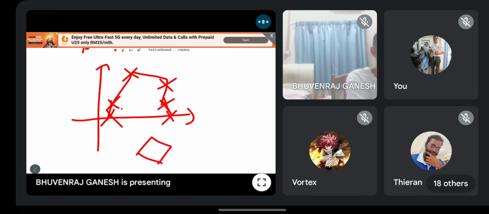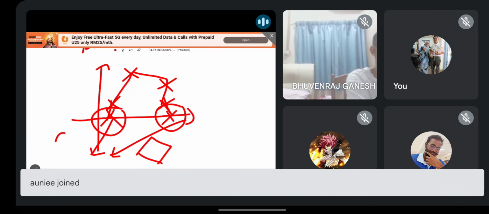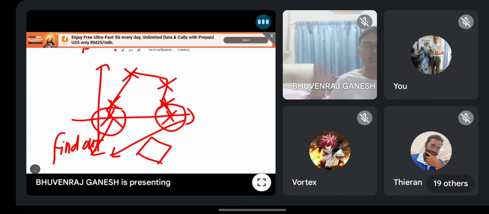Okay, so basically, this one, and this one, dua titik ni, this won't be in the data. Mereka takkan bagi. You have to find it out. Kamu kena cari what is these values. Find out. Okay, nanti when you try question, you will know what I mean lah. Here is just example only.